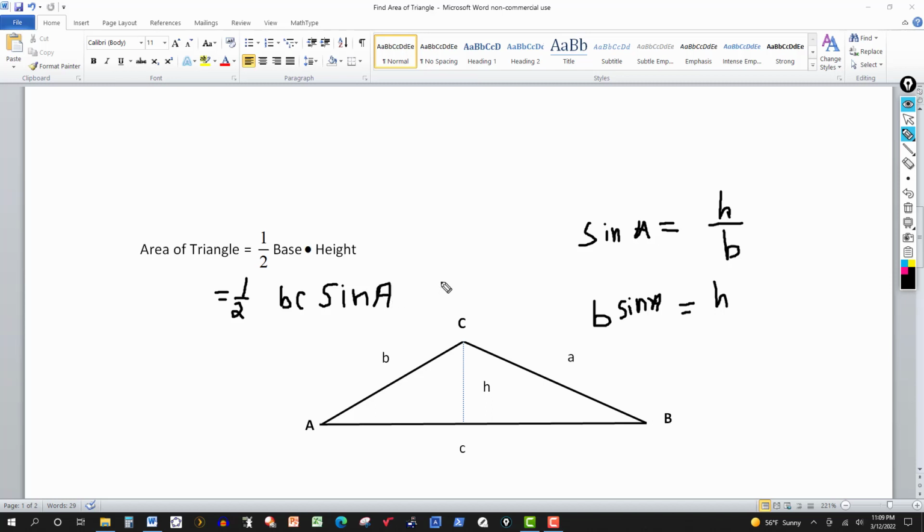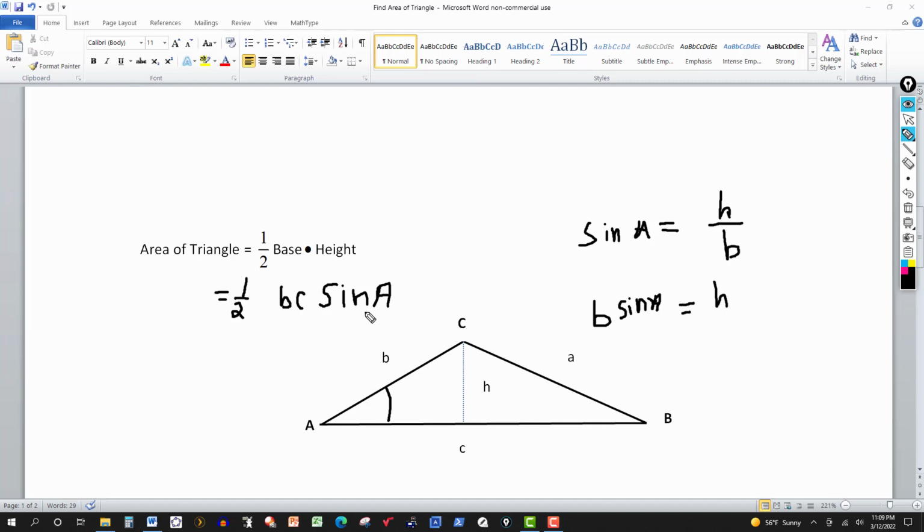So this again tells me that if I have any triangle and two sides and the included angle is given. So in this case I'm looking at b and c and I use this angle here, so the included angle is A, then the formula for the area will always be 1/2 the product of those two sides times the sine of the included angle.